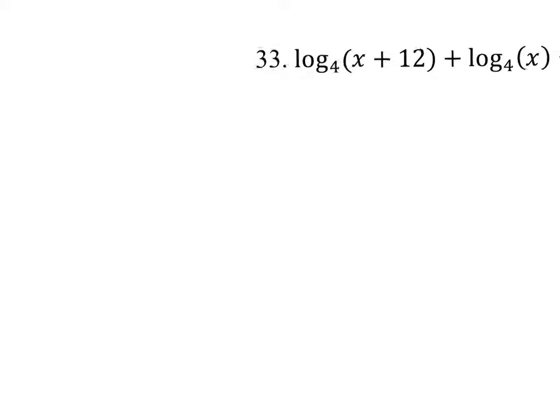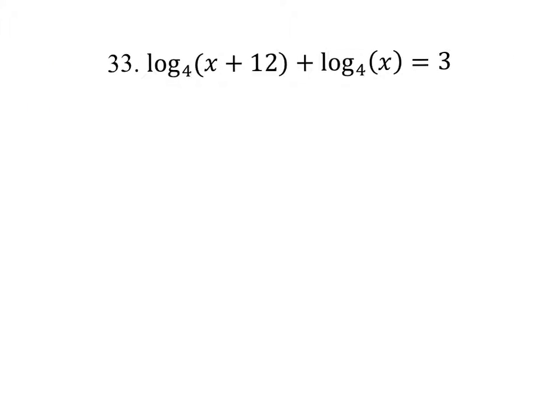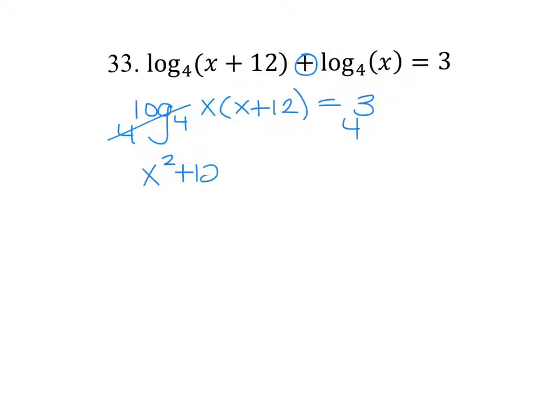Let's now go to number 33. In 33, there's addition, so I'm going to multiply. So I have log base 4 of x times x plus 12 equals 3. I'm now going to raise both sides with a base of 4. These cancel out. I'm left with x squared plus 12x, distributing. 4 cubed is 64. So, 12x. x squared plus 12x minus 64 equals 0.